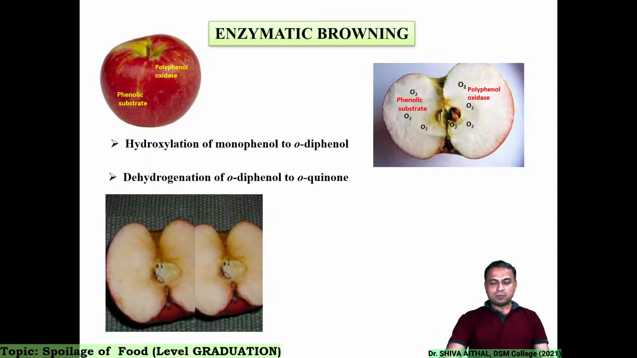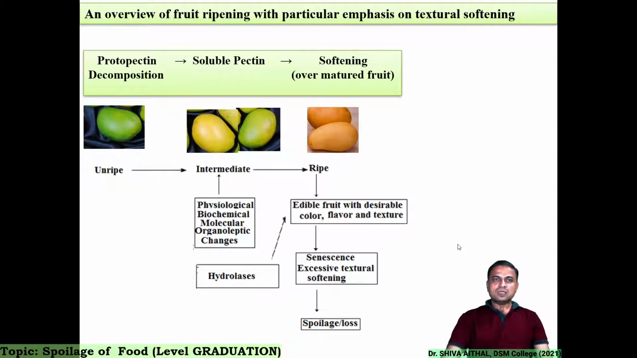Here is the best example, apple, where phenolic substrates are converted into diphenol, orthodiphenol, orthoquinone, which results in browning of the fruit. You can see here in this example an overview of fruit ripening with particular emphasis on textural softening. Protopectin in unripe mango, kairi.